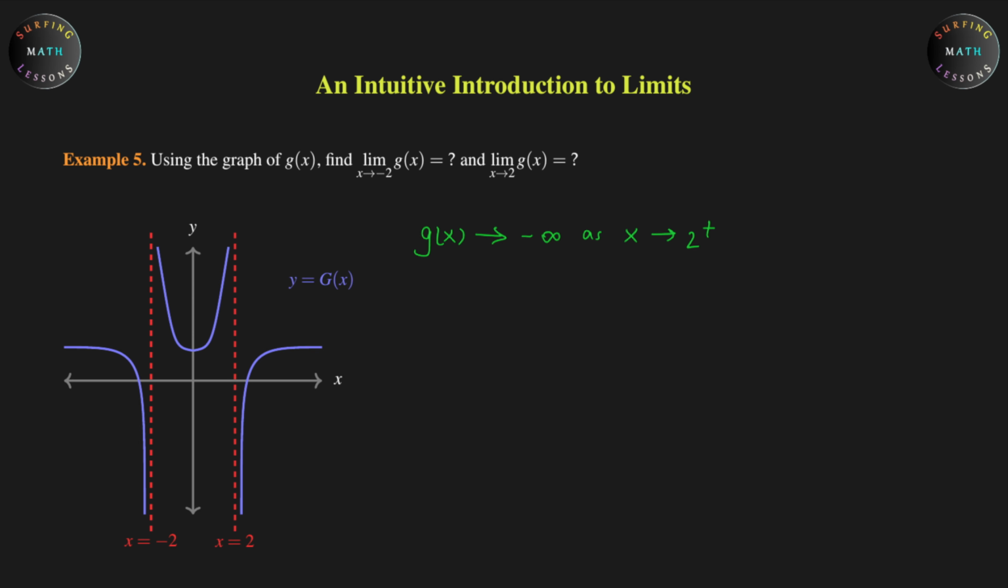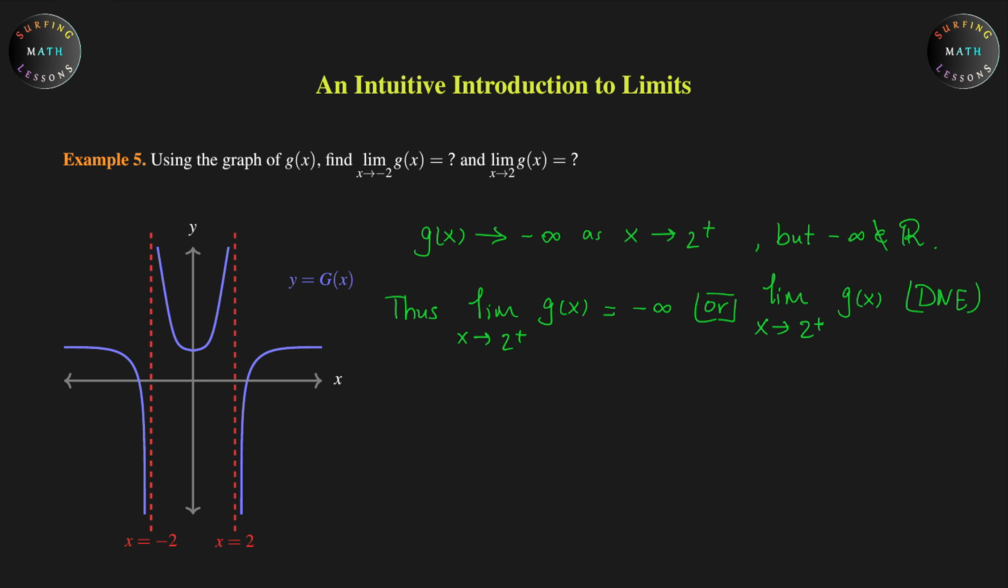Now, infinity is not a real number as it's not a point on the real number line. Thus, in this case, the side limit does not exist. We write this as the limit of g of x as x approaches 2 from the right is minus infinity, or it does not exist, which we abbreviate as DNE. Both answers reflect the fact that the limit is not a real number. Depending on what sources you are using to study, one or both answers are acceptable.